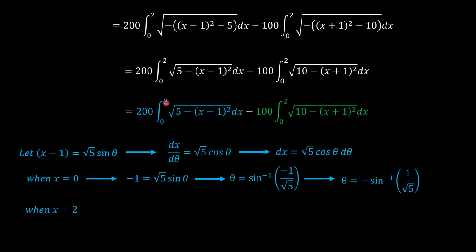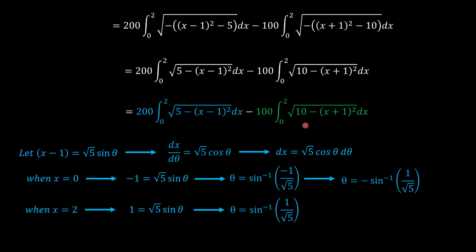The upper limit when x goes to 2: it means that 2 minus 1 is 1, so we have 1 equals square root of 5 sine theta, and therefore theta is the arcsine of 1 over square root of 5.